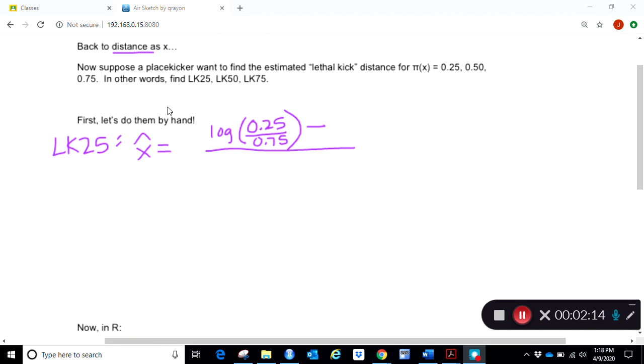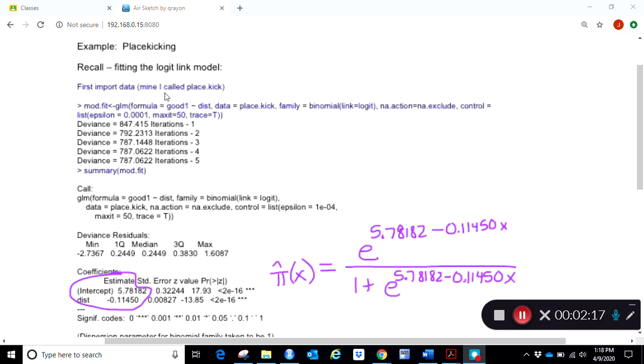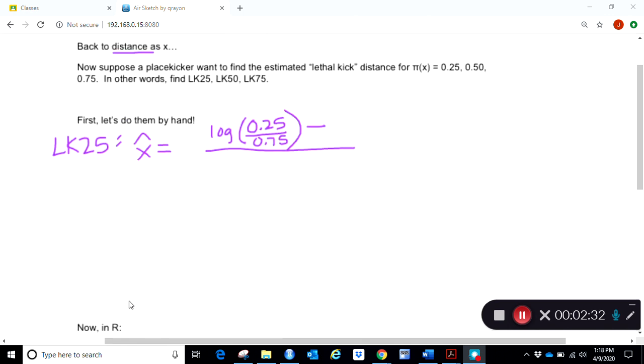As a refresher of where we have those values, we're going back to where distance was our explanatory variable. Here's that alpha hat and our beta hat. Those are the values we're going to use in our formula. Our alpha hat was 5.78182, and then our beta hat was negative 0.1145. Doing that math, we should get a distance of just a tad bit over 60 yards.